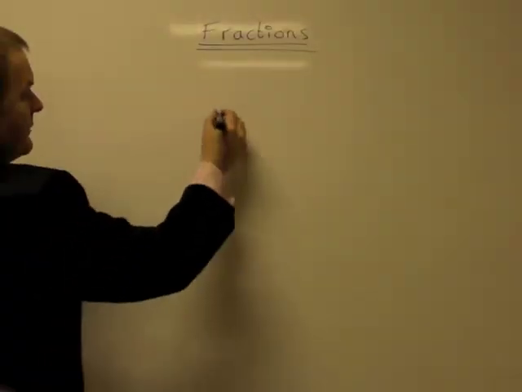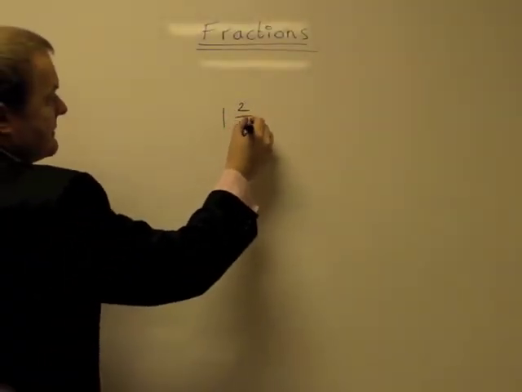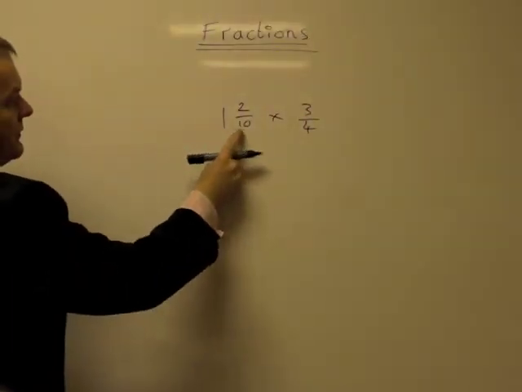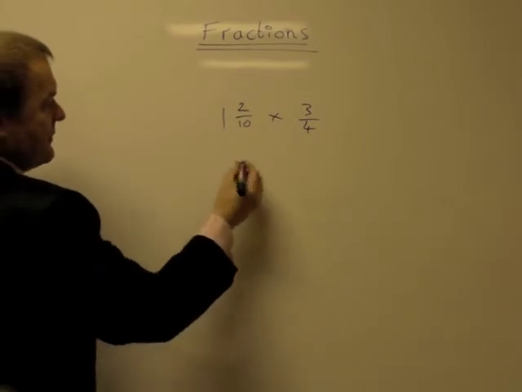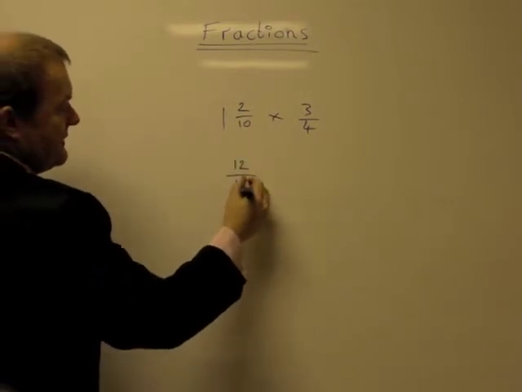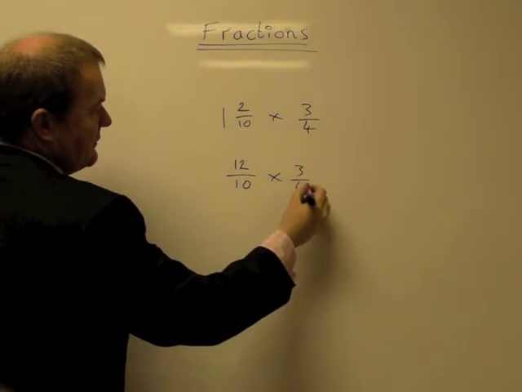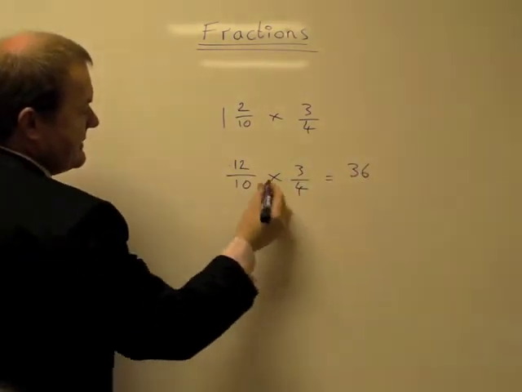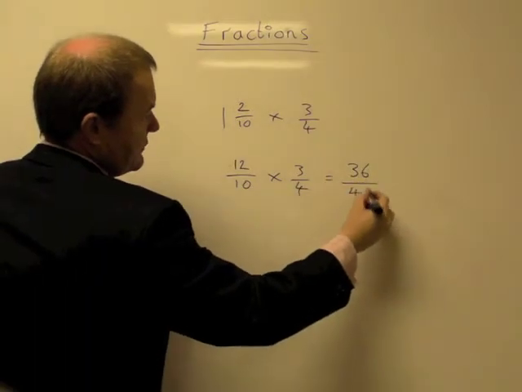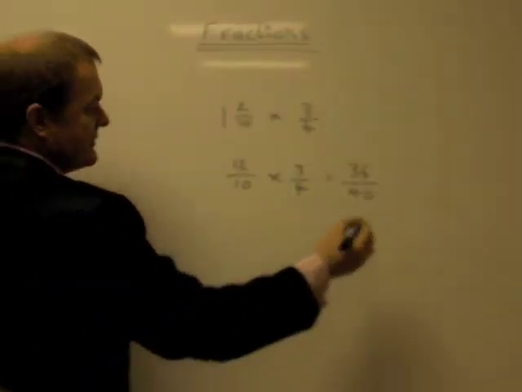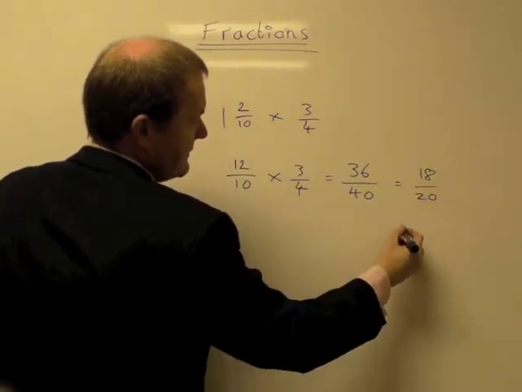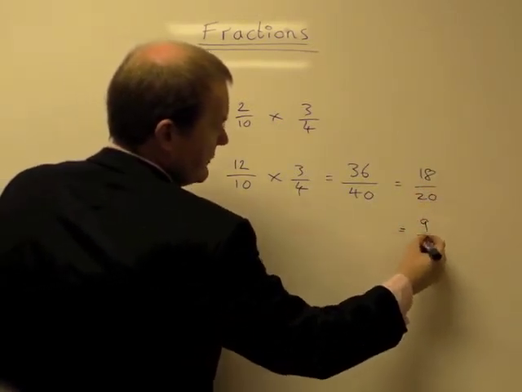Another example, 1 and 2/10 times 3/4. So 1 and 2/10, turn it into an improper fraction, 12 over 10 times 3 over 4. 12 times 3, 36. 10 times 4 is 40. 36 over 40, which is the same as 18 over 20, which is the same as 9 over 10.